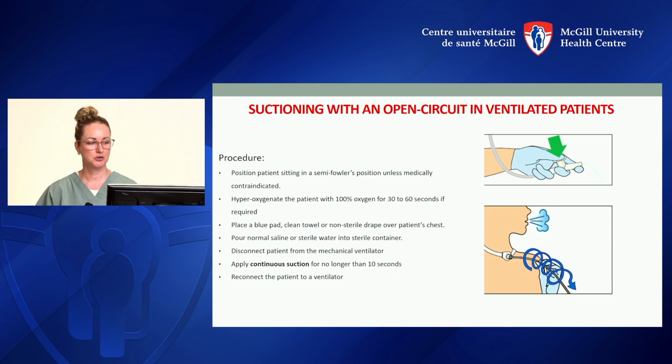It's important to try and sit the patient up in a semi-Fowler's position unless it's medically contraindicated. So it's nice to sit up. Hyperoxygenate the patient with 100% oxygen for 30 to 60 seconds if it's required. Again, you place that blue pad, a nice clean towel over the patient's chest so that when you disconnect, you put the circuit on that. Suction your patient, and of course, important to reconnect your patient back on the ventilator when you're finished suctioning the patient.